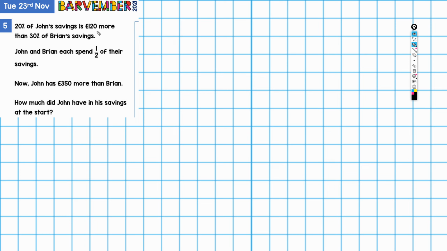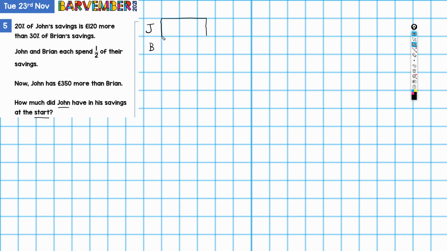20% of John's savings is £120 more than 30% of Brian's savings. John and Brian each spend half of their savings, and now John has £350 more than Brian. The question we're asked is, how much did John have in his savings at the start? Okay, so we're going to draw blocks for John and for Brian, and we're just going to have to guess as to the size.